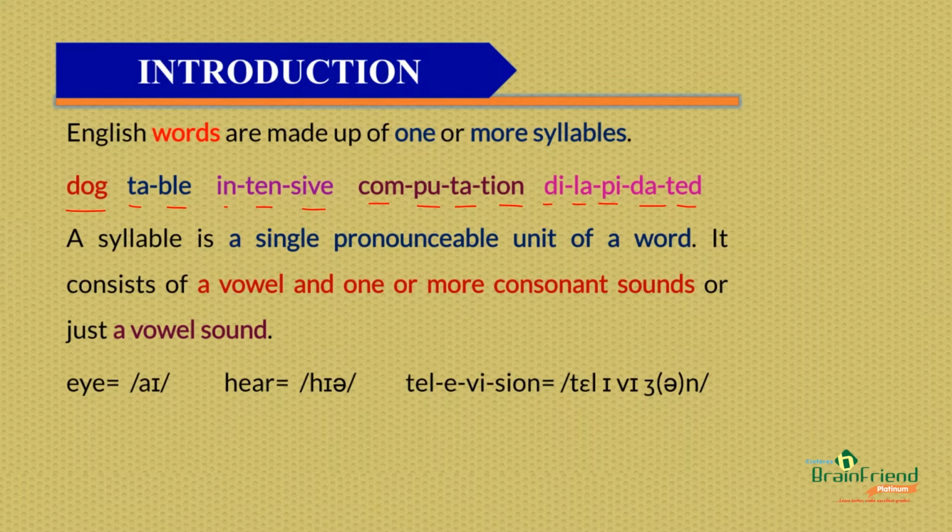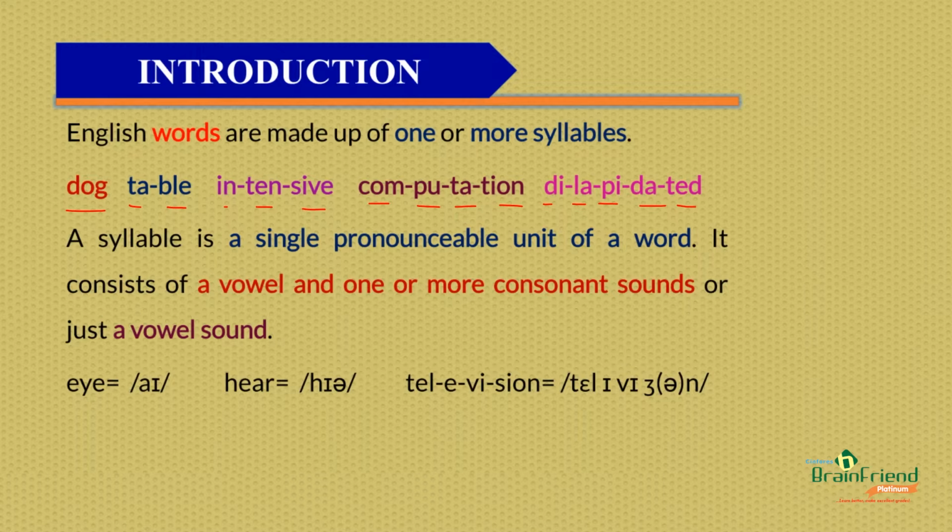Now, you may wonder what syllables are. Syllables are single pronounceable units of a word. For example, I gave you table. Table has 2 syllables, and ta is a single pronounceable unit, the same as bul, which makes up a word. Going on, note that syllables are made up of vowel sounds or vowel sounds and 1 or more consonant sounds.